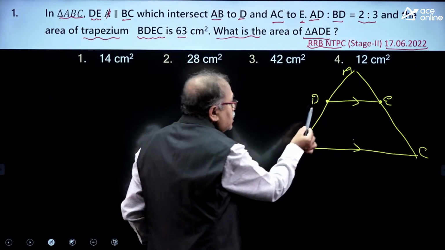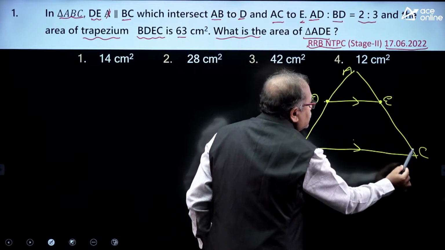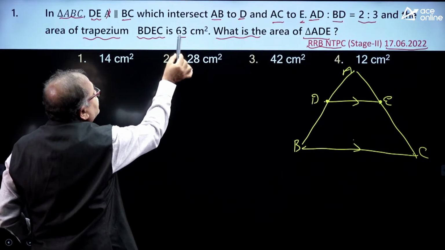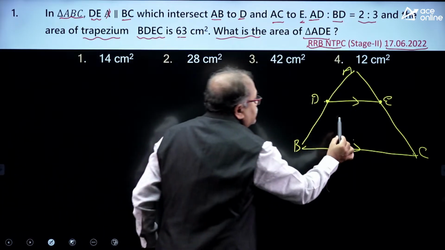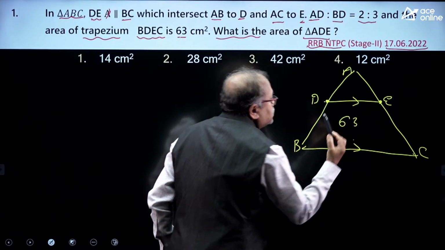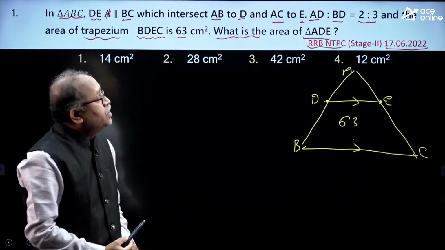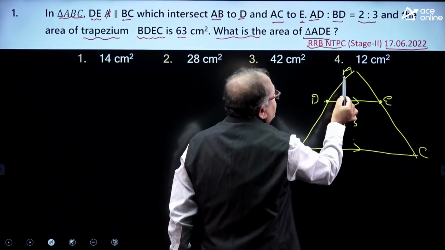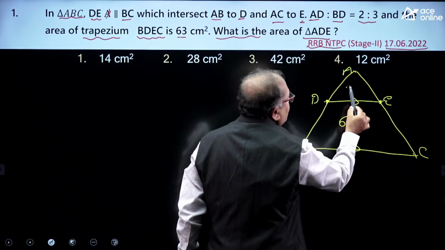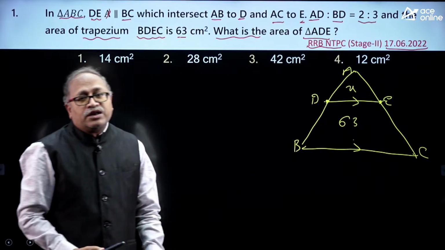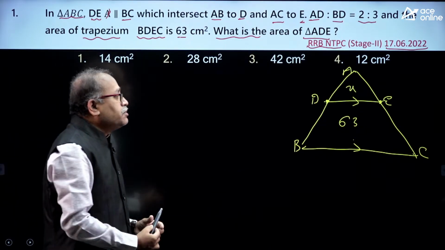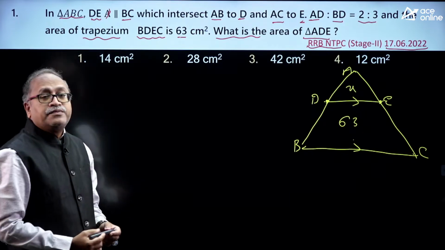Now, I can see that BDEC, that is 63. This area is given to us as 63 square centimeter. Now, you are asked to find out what is the area of triangle ADE. I will consider this X. Now, I need to find out based on the given information. Can you think about it, how to answer this question?